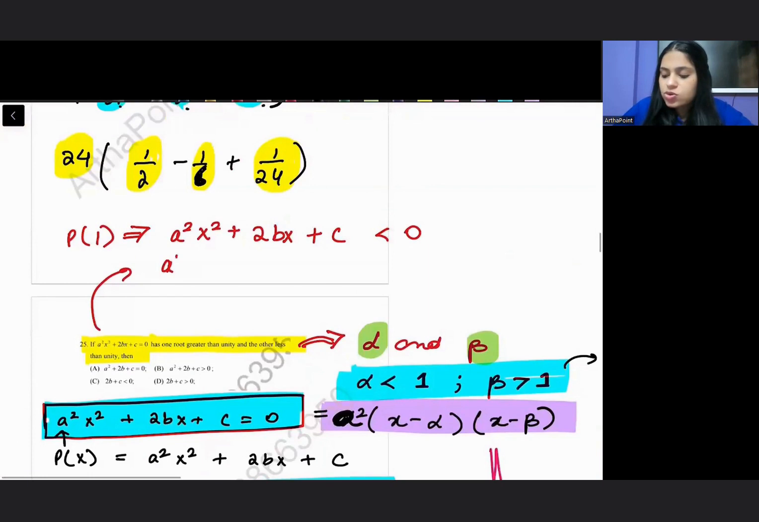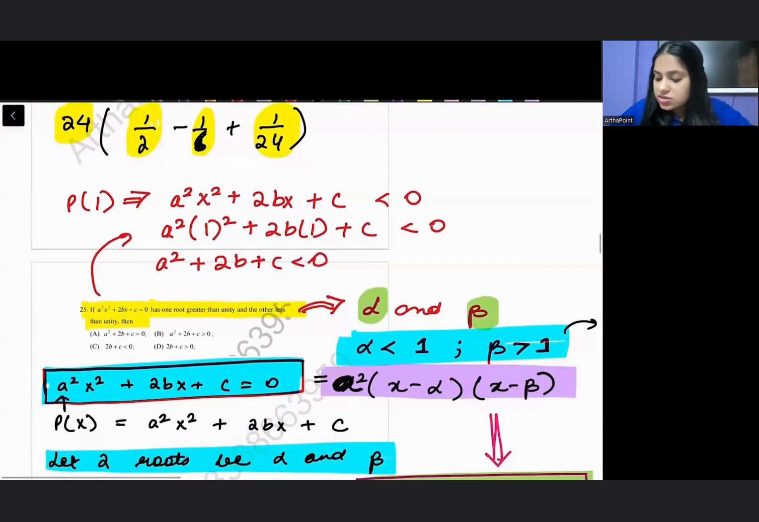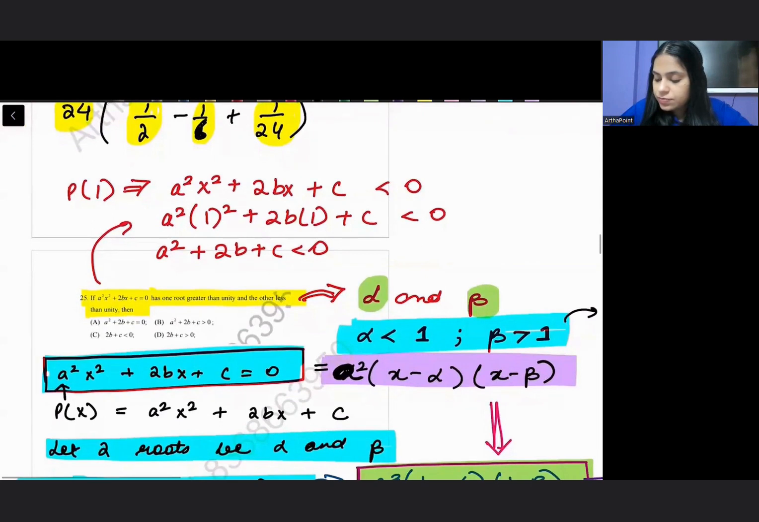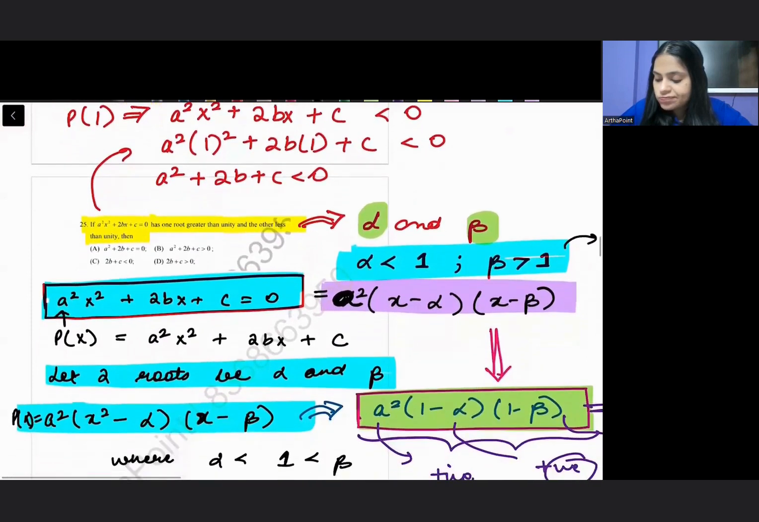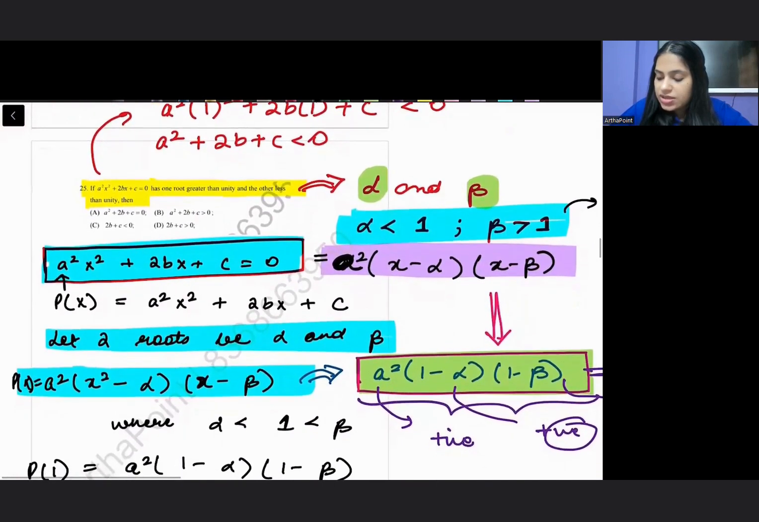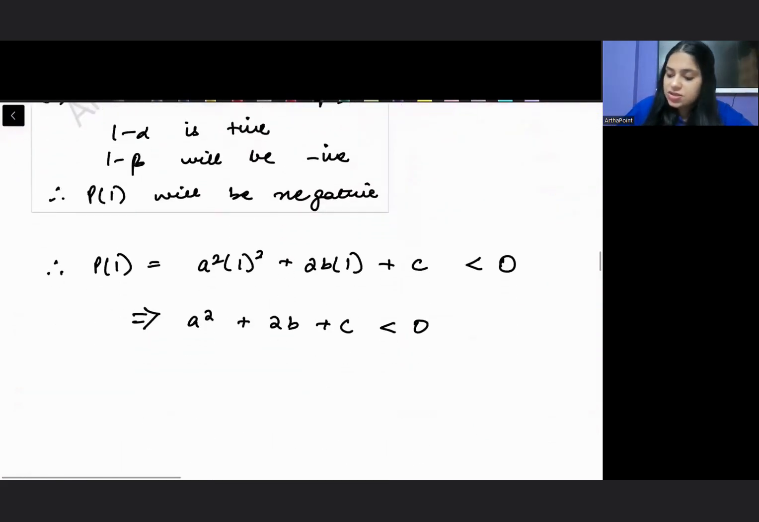So I will just put the value. So a square into 1 square plus 2b into 1 plus c less than 0. So I will get a square plus 2b plus c less than 0. So the correct answer to this question will be, it seems, none of them. A square plus 2b plus c should be less than 0. This would be the answer to this question.